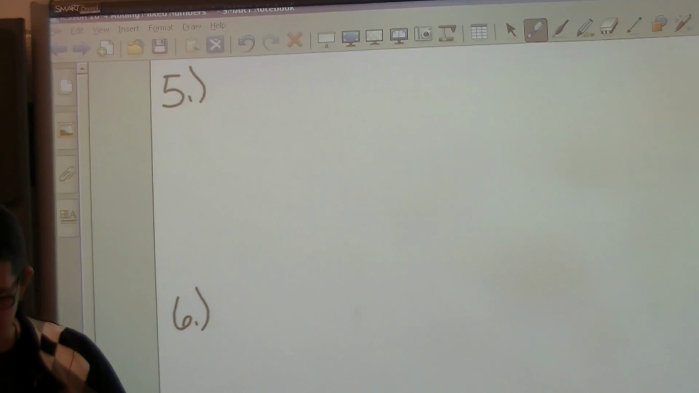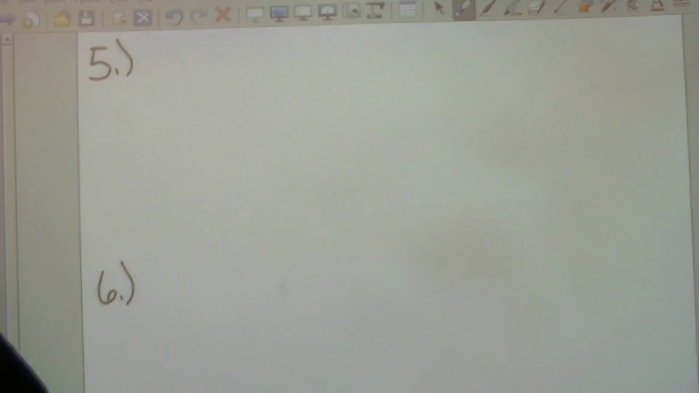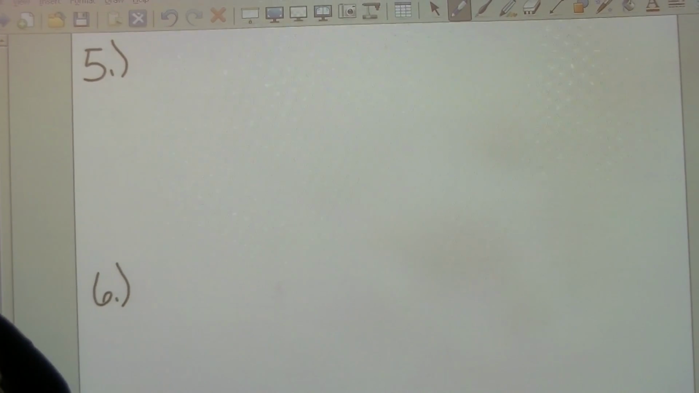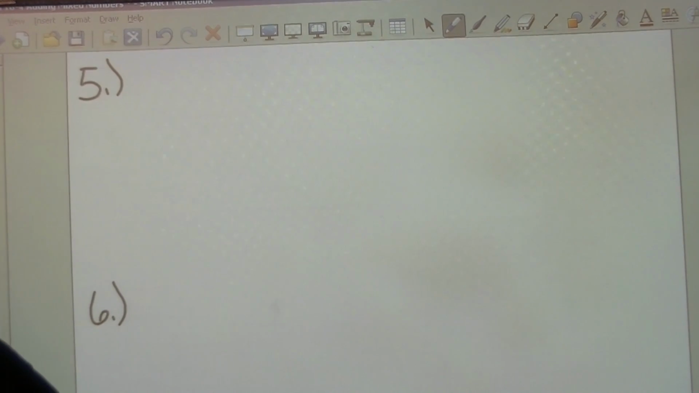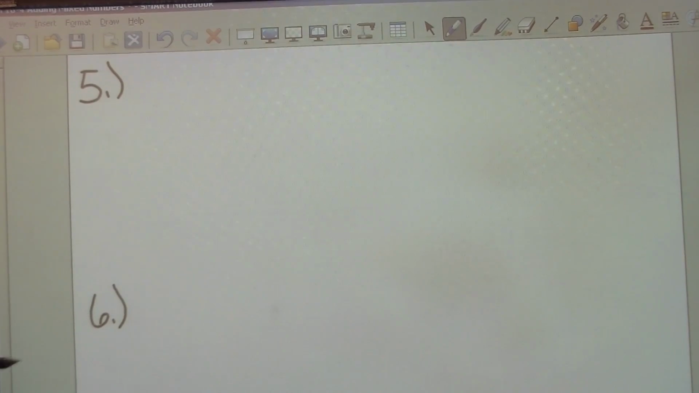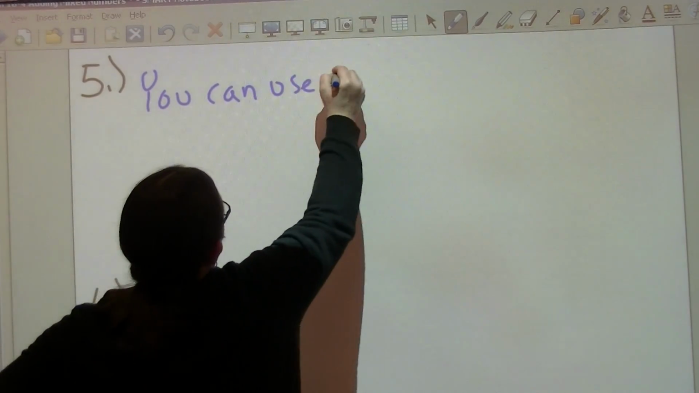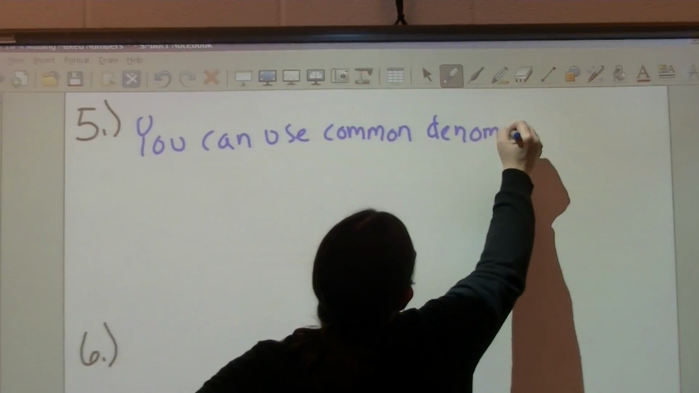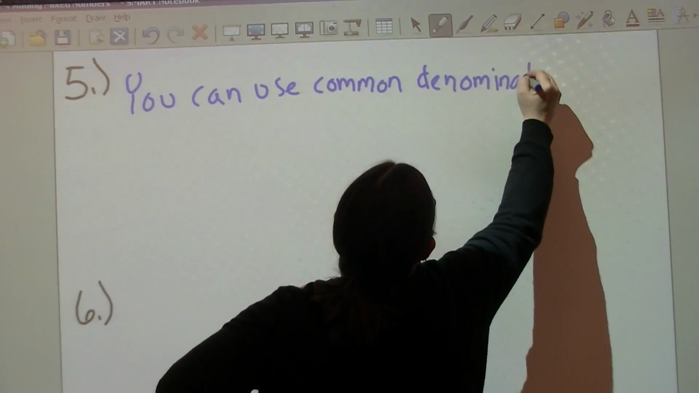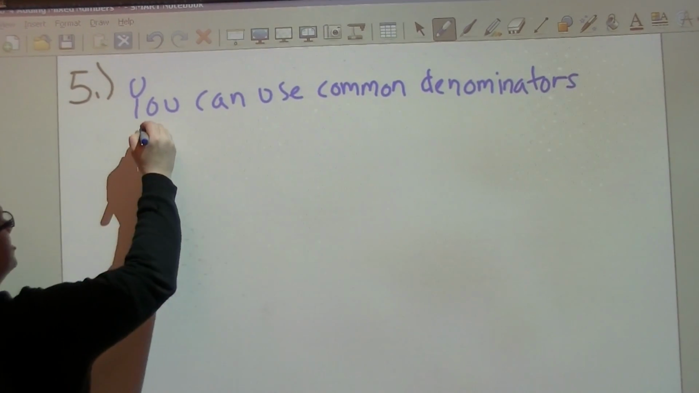All right, number 5, back in your textbook. Do you understand? It says reason. How is adding mixed numbers like adding fractions and whole numbers? How are they the same? Okay, you can use common denominators to add fractions, and then add the whole numbers and simplify the sum. So let's write that out. You can use common denominators to add the fractions.